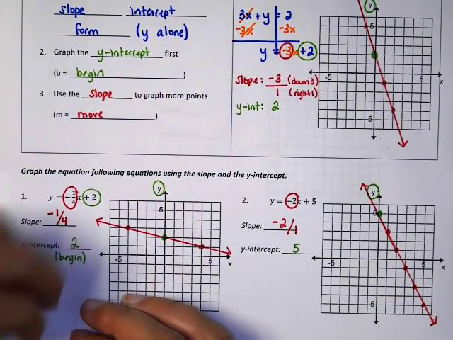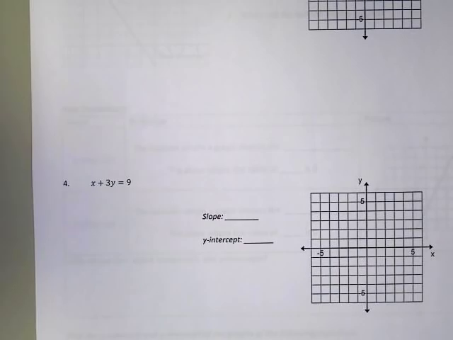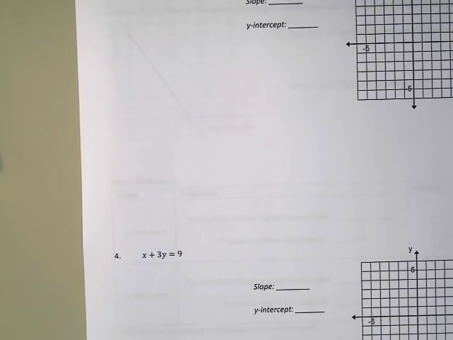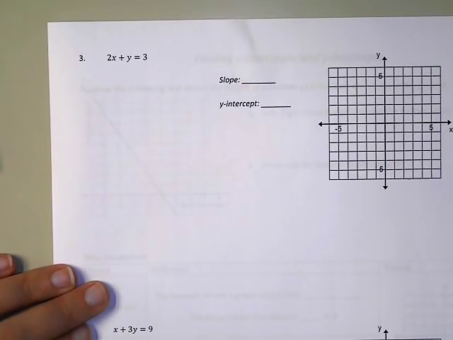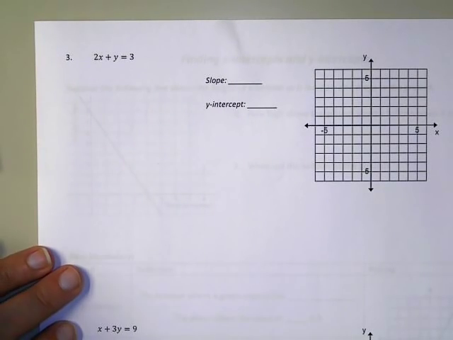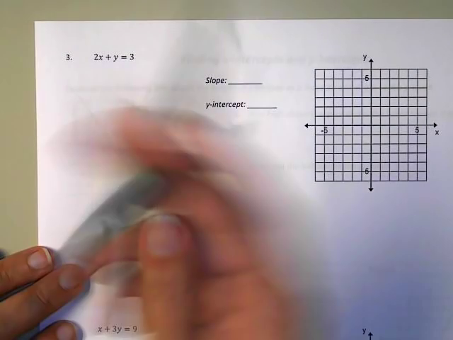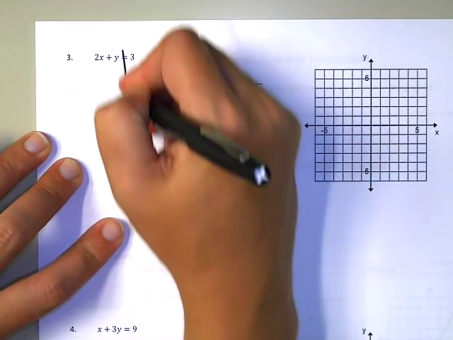Now let's look at some additional problems. What makes number 3 different than the other 2 problems is that the equation is not already arranged correctly for us. So what we're going to do first here is rearrange this equation to get y by itself.